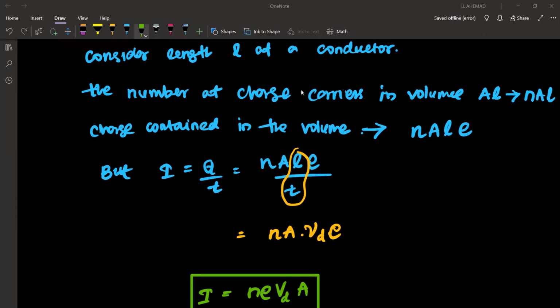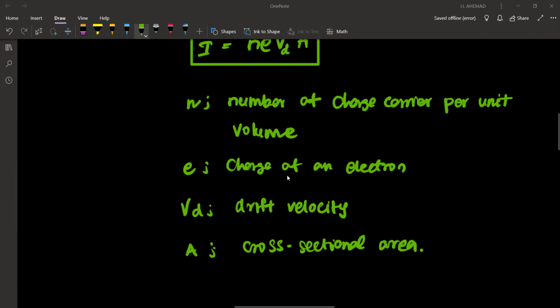Both of you, Saja, are you okay? You got it? How I related Q by T and this L over T. Noted up to this, right?